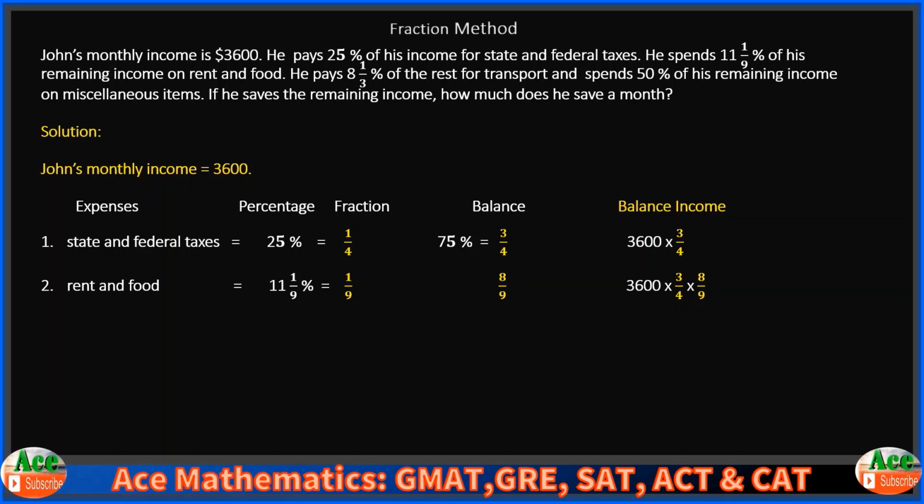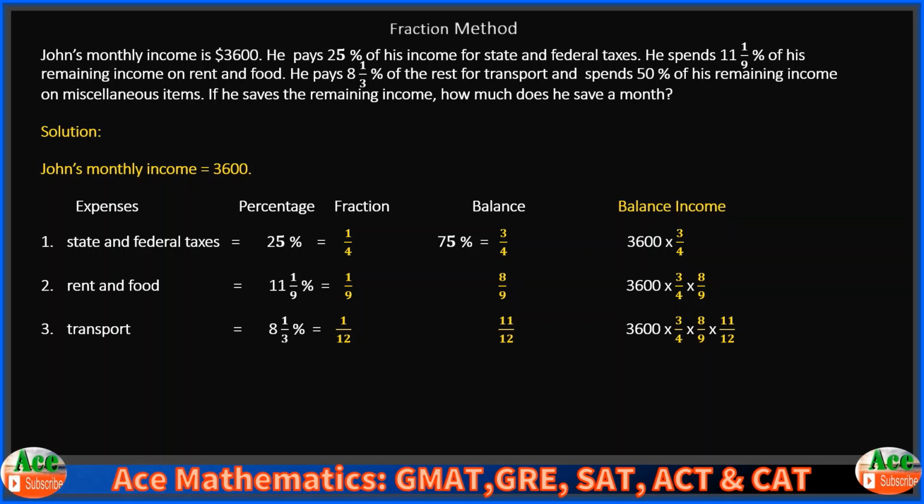2. Rent and food equals 11 1/9% or 1/9 of the remaining income. It means after spending 1/9 of the remaining income, which is 3,600 multiplied by 3/4, John has 8/9 of the rest. That is 3,600 multiplied by 3/4 multiplied by 8/9.